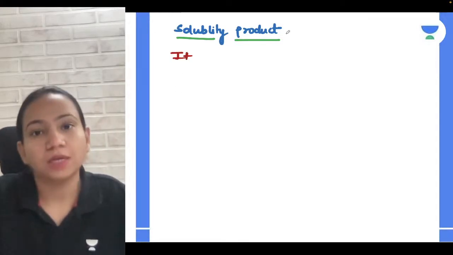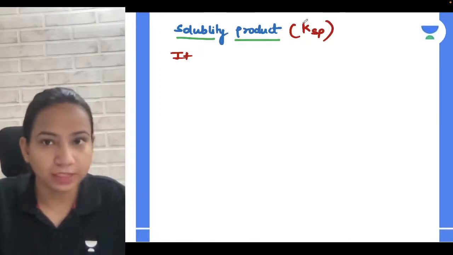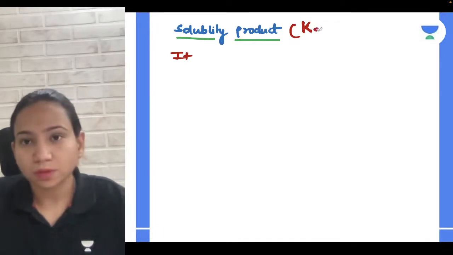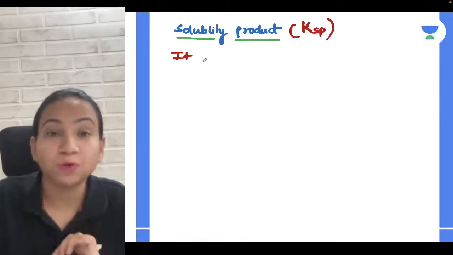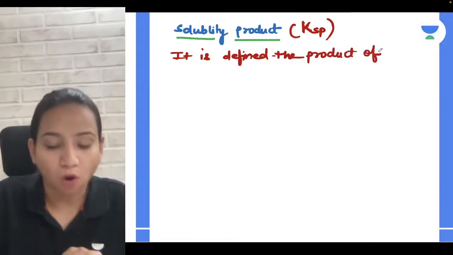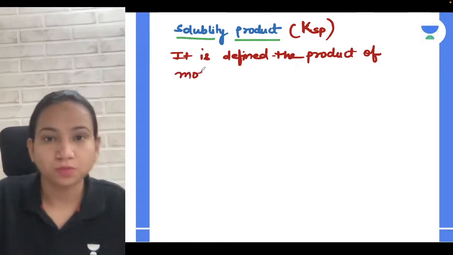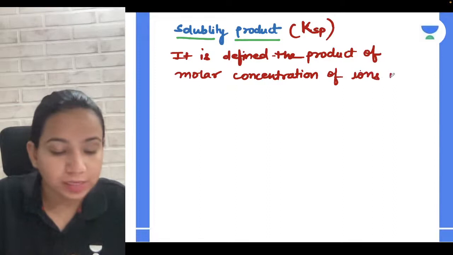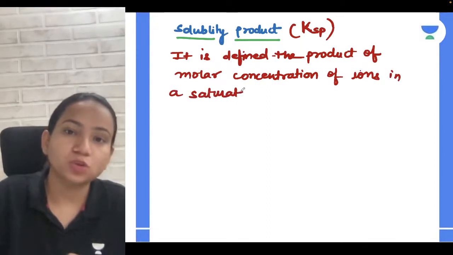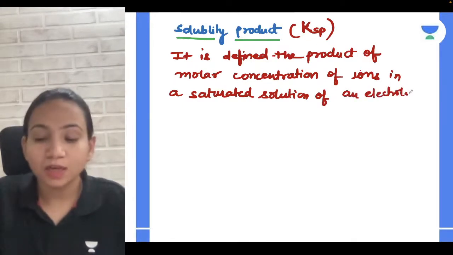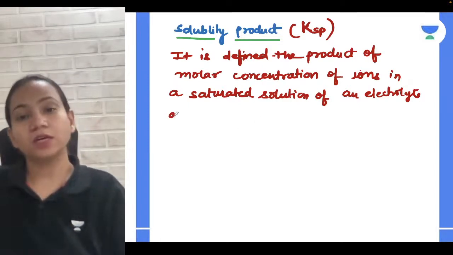Solubility product is denoted as KSP, capital K, with S and P in the subscript. S and P are there to represent solubility product, right? So how can you define it? It is defined as the product of molar concentration of ions in a saturated solution of an electrolyte at a given temperature.